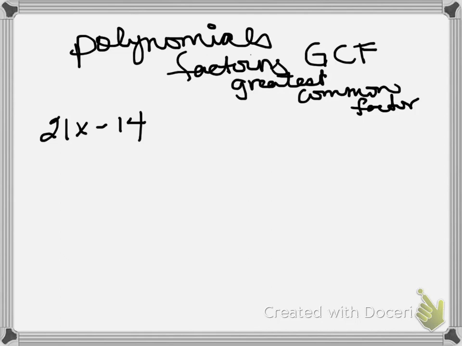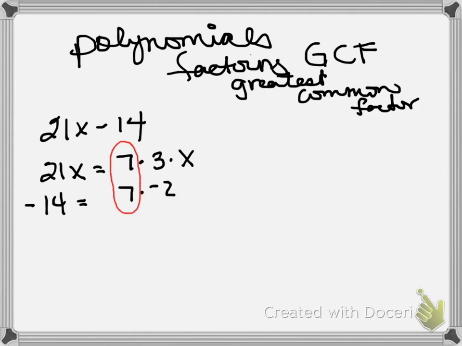I kind of like listing out the factors, so I'm going to take 21x, and I'm actually going to list out the factors of 21x. So it's 7 times 3 times x. And the factors of 14. Now I know it's negative 14, but the negative will stay in the middle. So we're going to say 7 times a negative 2. Notice I put the negative on the 2 and not on the 7 because I want to find out what they have in common, and they both have 7 in common.